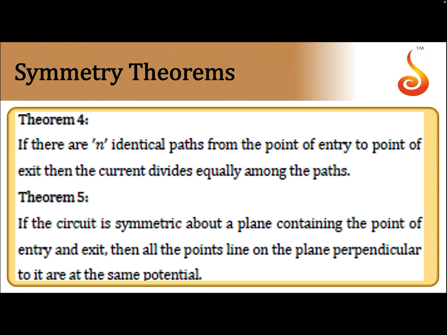Symmetry theorems. Theorem number 4. If there are n identical paths from the point of entry to the point of exit, then the current divides equally among the paths. Theorem 5. If the circuit is symmetric about a plane containing the point of entry and exit, then all the points on the line of the plane perpendicular to it are at the same potential.